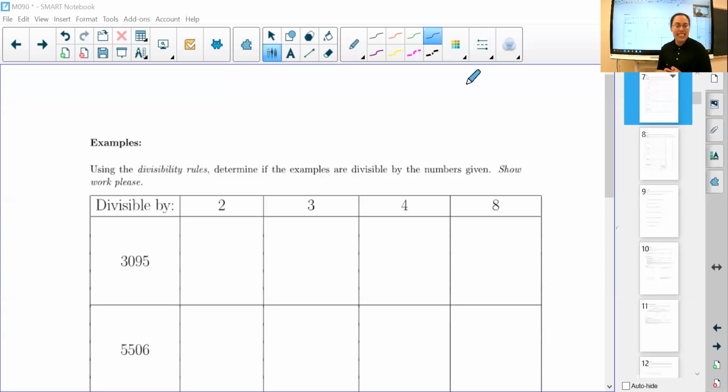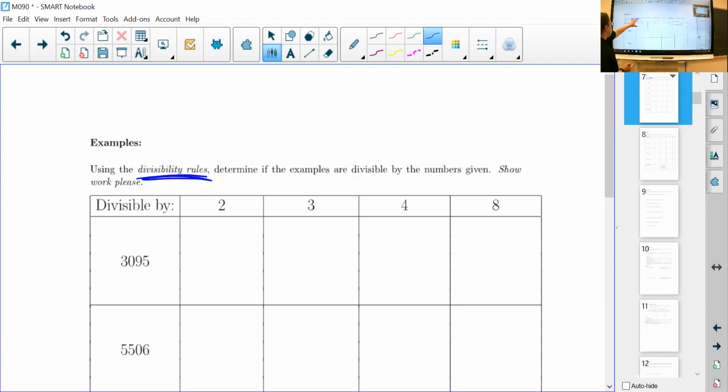Okay, we're looking at pages 7 through 9 now. So page 7, we are using those divisibility rules that we just covered to figure out if the examples are divisible. So 3095, is that divisible by 2? And I don't want you to use your calculator or to do the long division.